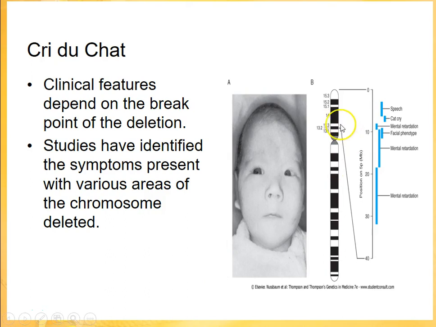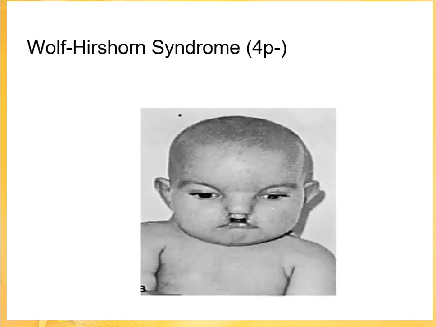And the larger the piece deleted, the more severe the phenotype. Again, the mental retardation, the cat cry is a little more proximal, speech issues. So the larger the piece, the more severe. Nowadays, we're going to talk in molecular cytogenetics about microarray. This is more used to look at this.